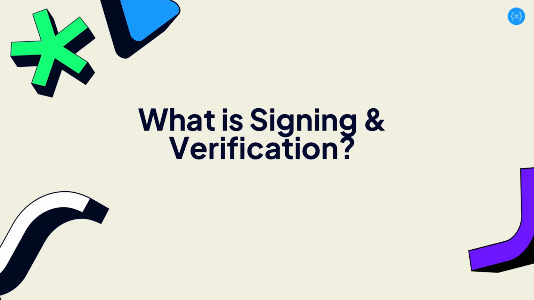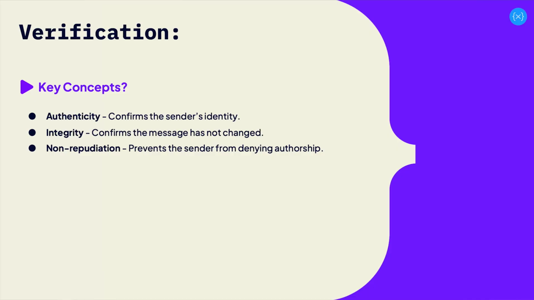The next section is signing and verifying. Digital signing is the process of using a private key to create a unique signature for the message. Verification uses the corresponding public key to confirm the signature's identity. Why do we do this? Signing provides authenticity, integrity, and non-repudiation.